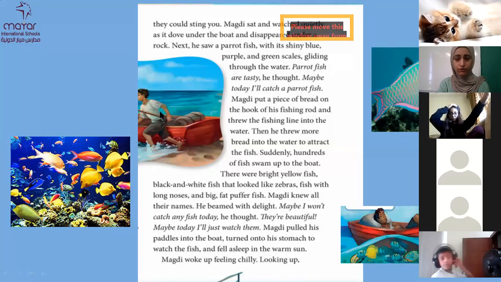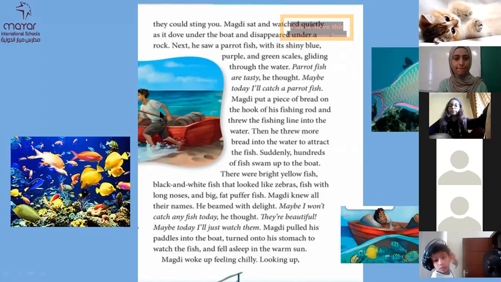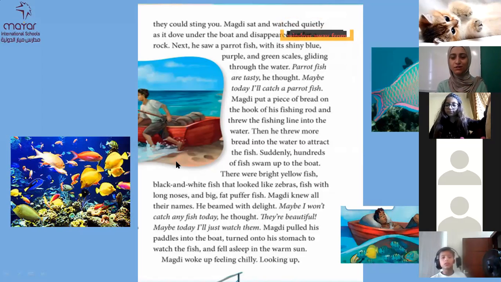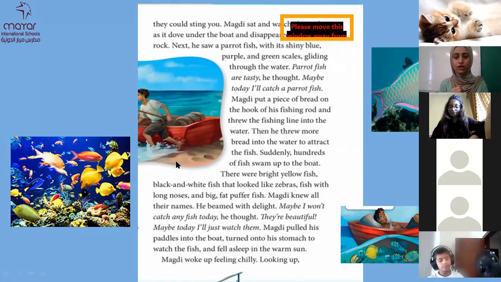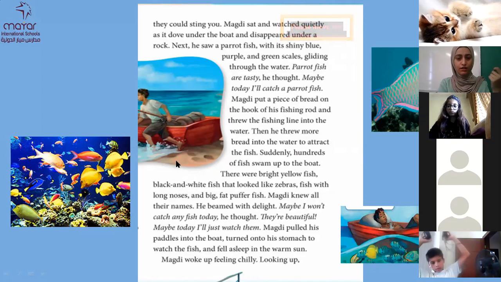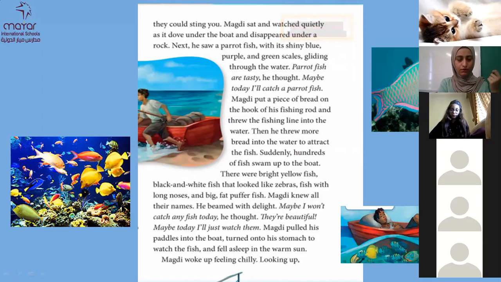Aya? Yes, Aya? He decided not to fish because the fish were beautiful. Try to raise your voice. He didn't go fishing today because he thought the fish were too beautiful. Excellent. So he thought the fish were very beautiful, and he decided to what? Ibrahim and Nadi. Because they were very beautiful, he decided that he will not catch a fish.